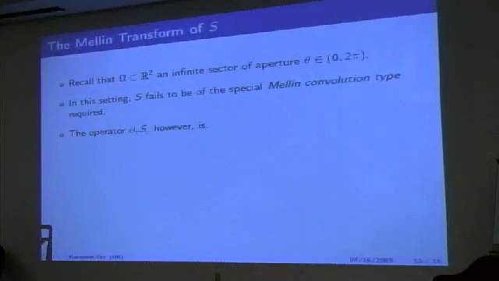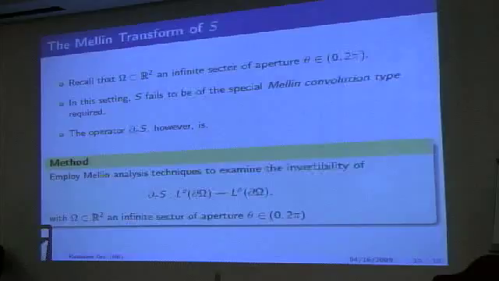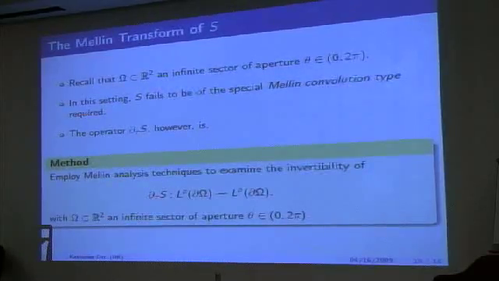So we recall that we're working on infinite sectors in 2 dimensions, and in this case, unfortunately, the operator under examination, the boundary operator S, is not exactly of the Mellin convolution type we would like to apply this analysis to. However, if we take a look at its tangential derivative, we do fall under these special conditions. So we are going to employ the Mellin analysis techniques I just discussed to examine the invertibility now of the tangential derivative of the boundary version of the single layer potential operator. And since it's a tangential derivative, we'll now be acting from L^p of the boundary into L^p of the boundary.